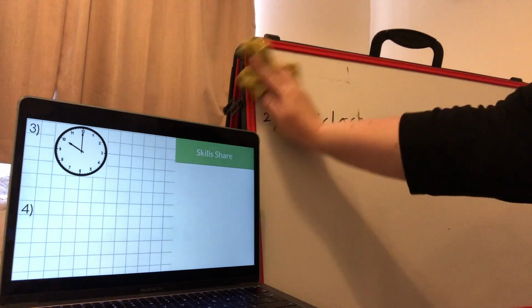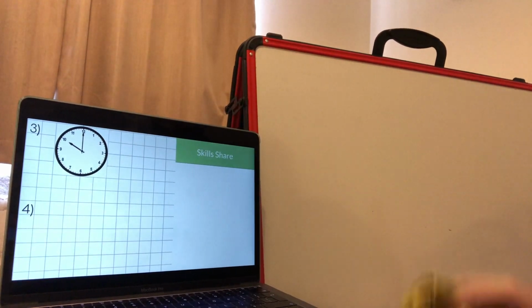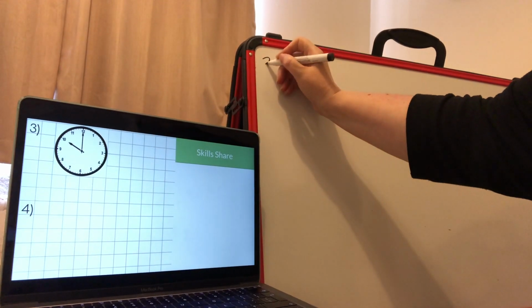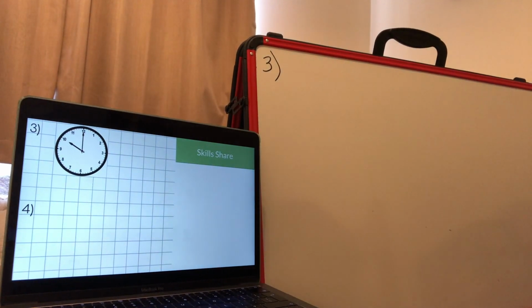Question 3. Wonder if you can tell your parents how you would do it. What is the longer minute hand showing you?